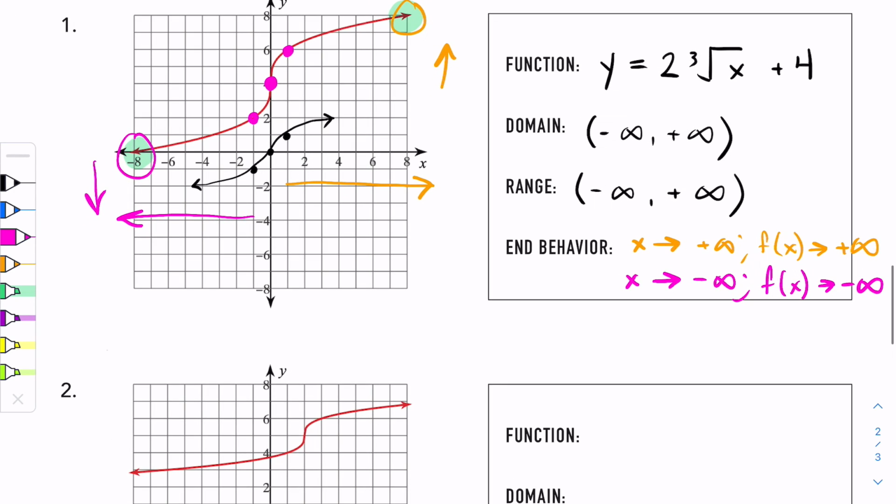Number 2 is just a shift to the right and a shift up. So I would like to have everyone try that by yourself. Press pause again on this video, come back and make sure your answer matches mine.